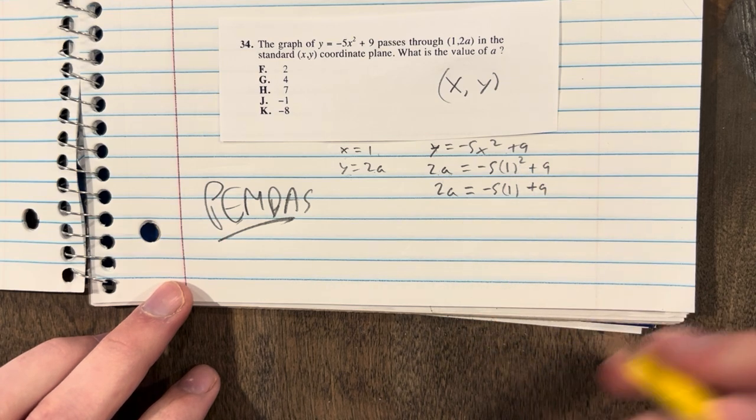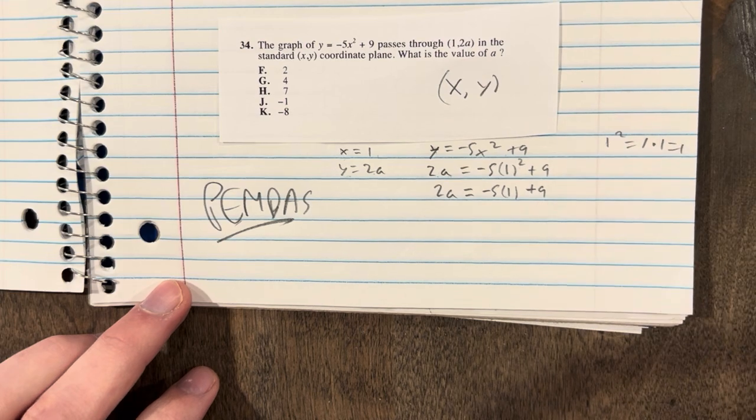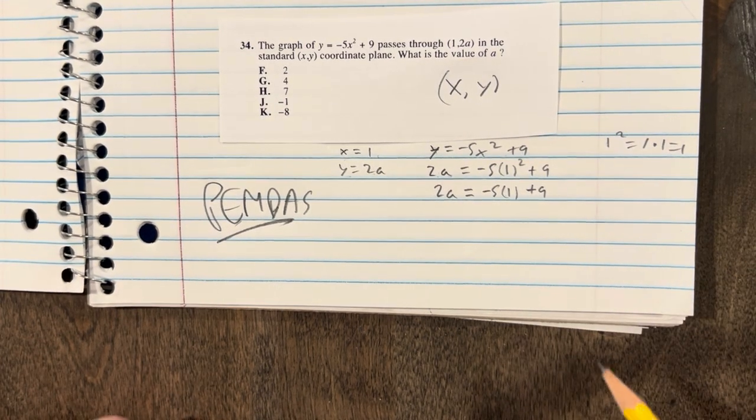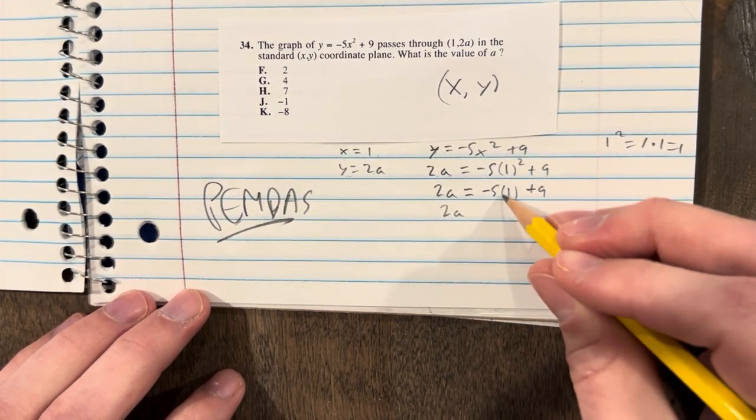Remember, 1 squared equals 1 times 1, which equals 1. So that's all we're doing here. That's why that just went away, right? It's just 1 squared equals 1. If this was a 2 squared, this would turn into 4, right?